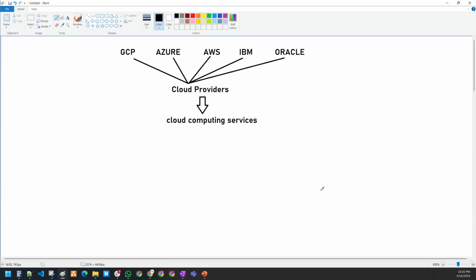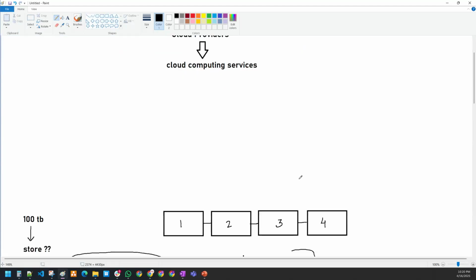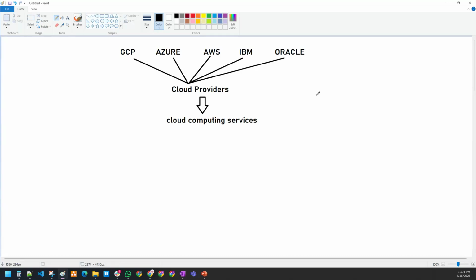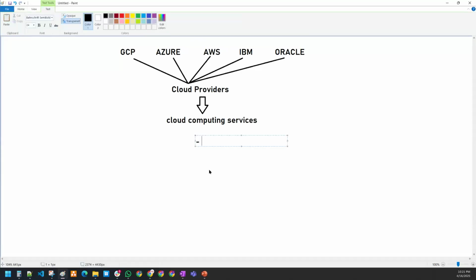As we just saw, if I want to store some data, say 100 terabytes, I need to find some kind of service. That service I am calling a cloud computing service, offered by the cloud providers. So the cloud providers provide you the cloud computing services, and these services are very useful for project fulfillment, for any project you take.